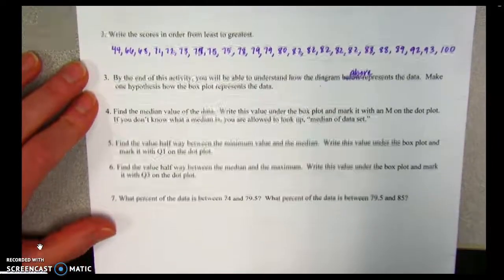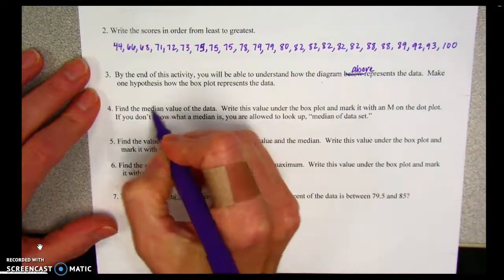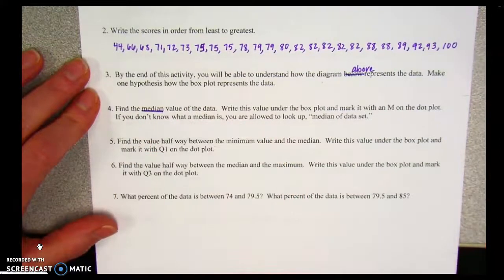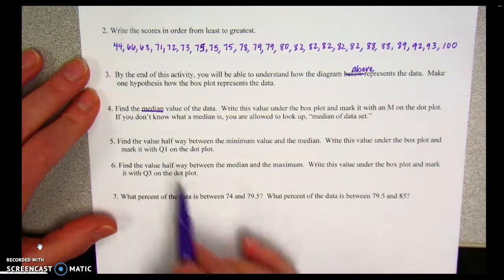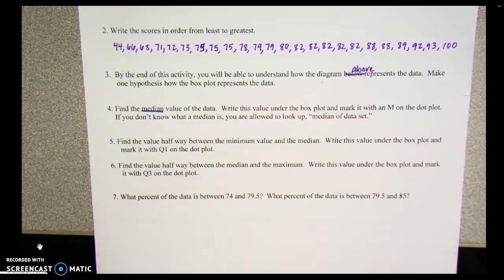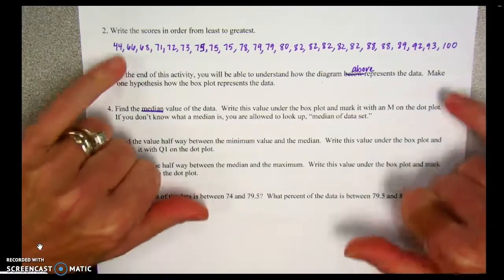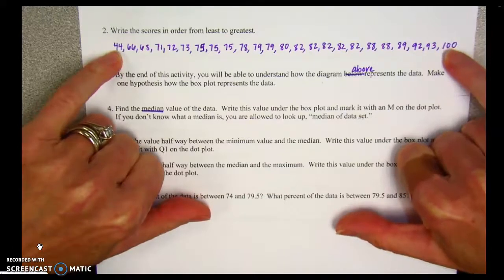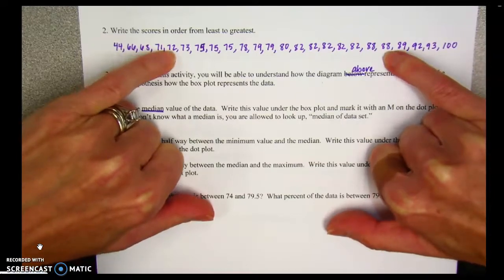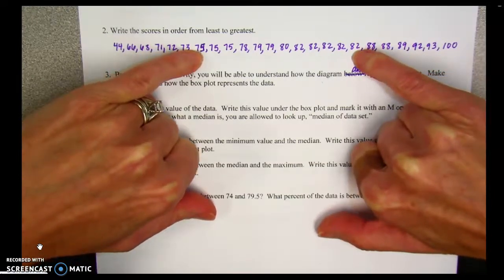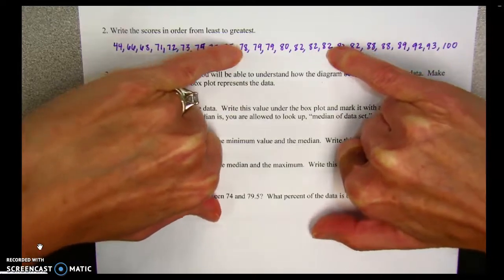It says find the median of the data. If you don't know what the median is, you are allowed to look it up. And we want to write this value under the box plot and mark it with an M on the dot plot. If you don't know what a median is, pause the video right now and look it up. A median is the middle value. So I could just let my fingers do the walking and go in and go in again and keep going one step at a time until I figured out where the middle value is.